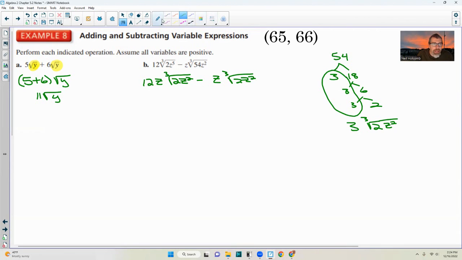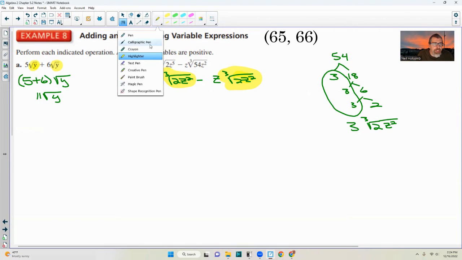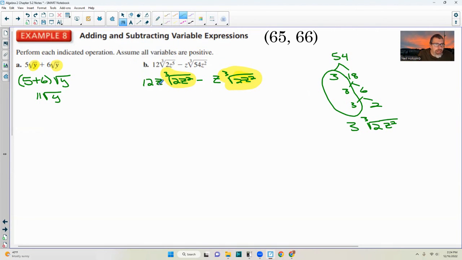Okay, and now if you notice, let me go back to my highlighter. This cubed root of 2z squared, cubed root of 2z squared, they are equal. So now I can take 12z minus z and get 11z, and then the like term just follows along for the ride. So my answer is 11z times the cube root of 2z squared.